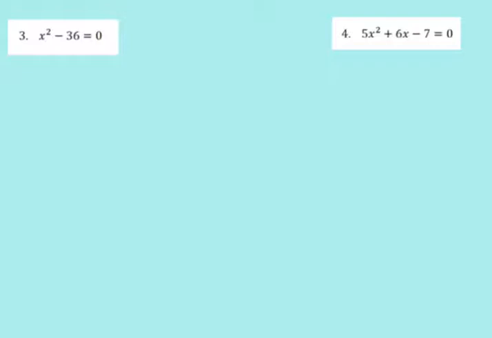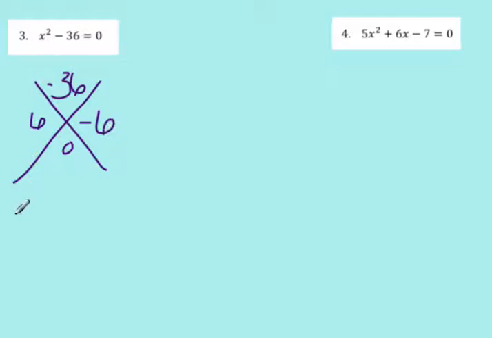I know I can factor number 3, so I'm going to set up my x squared. I'm multiplying to negative 36 and adding to 0. So it means my factors are going to be 6 and negative 6. So what I'm going to do is put an x with each of those 6s so that I can write them as if they were existing in the middle in the first place.